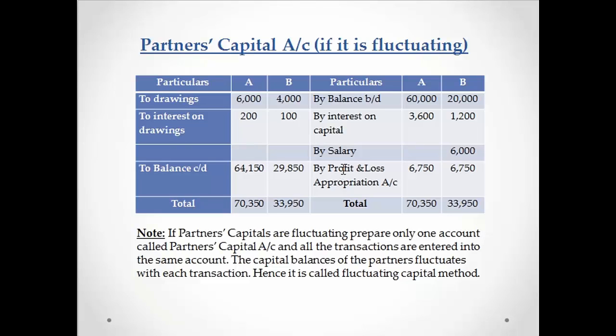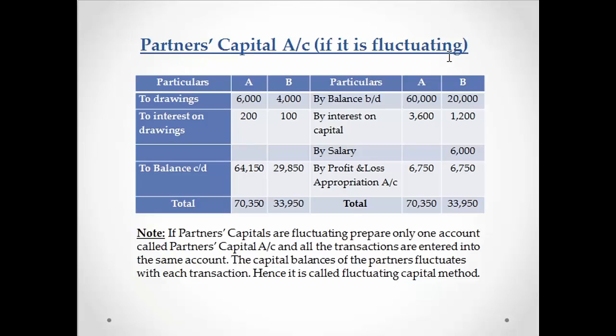Clear? Okay, and once again I repeat, interest on capital will increase the capital balance. Salary amount will increase the capital balance. Divisible profit amount will increase the capital balances of the partners. Anything which increases capital is recorded on the credit side in a partner's capital account if capitals are fluctuating.